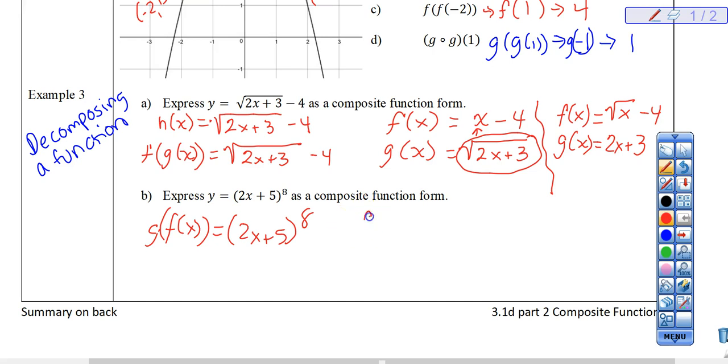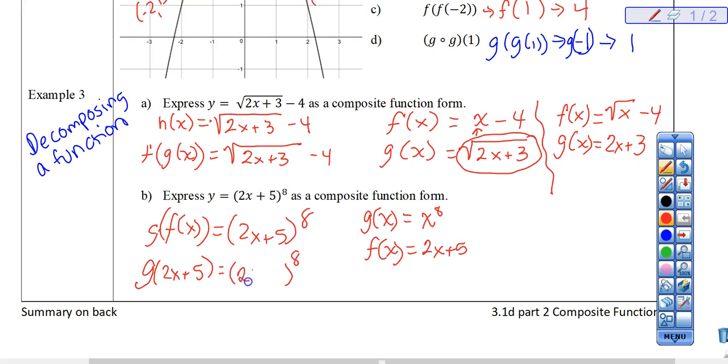Okay, Isaac, what did you come up with for your g of x and f of x? X to the 8th power and 2x plus 5. Sounds good, because g of 2x plus 5 would be to remove the x and insert the 2x plus 5 into the x to the 8th, which would give you exactly what I was looking for. So beautiful. Perfect. Did anybody come up with anything different than that?